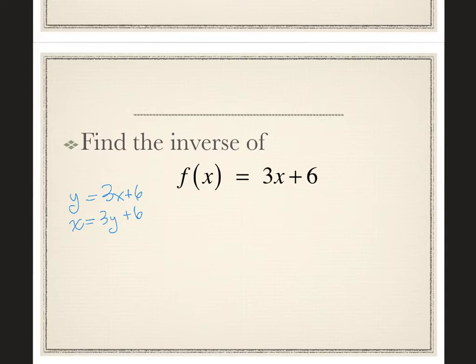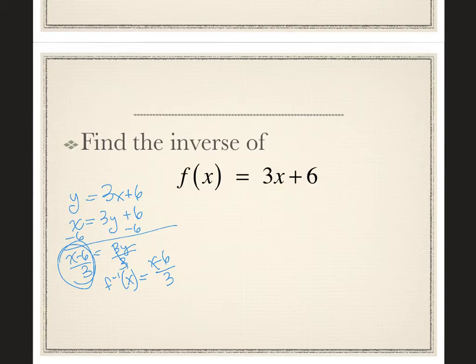To solve this equation for y, I have to subtract 6 from both sides and divide both sides by 3. And then here's the most important part: I have to use the correct notation. Okay, so I have now found the inverse. It is right here. It is x minus 6 over 3. So that's one way, the algebraic way to do it.